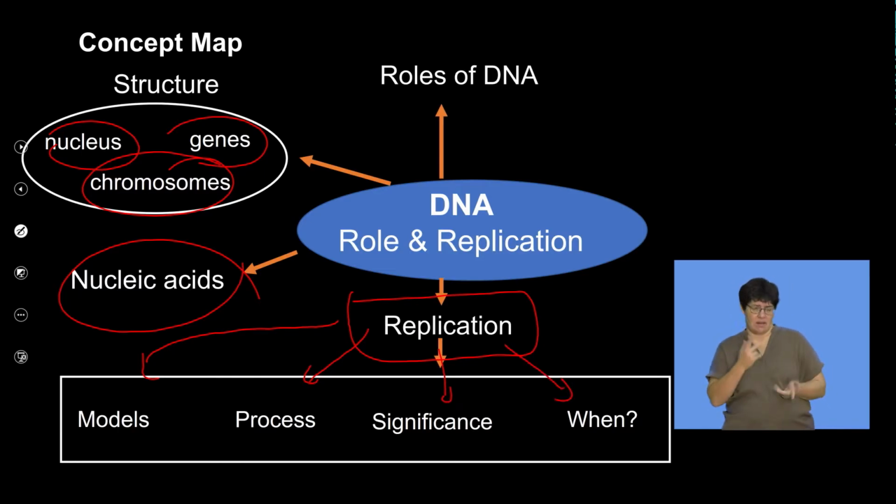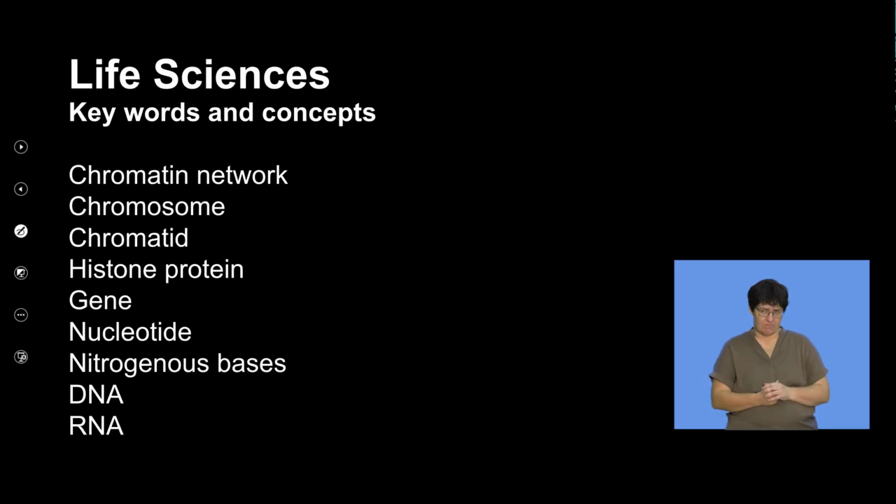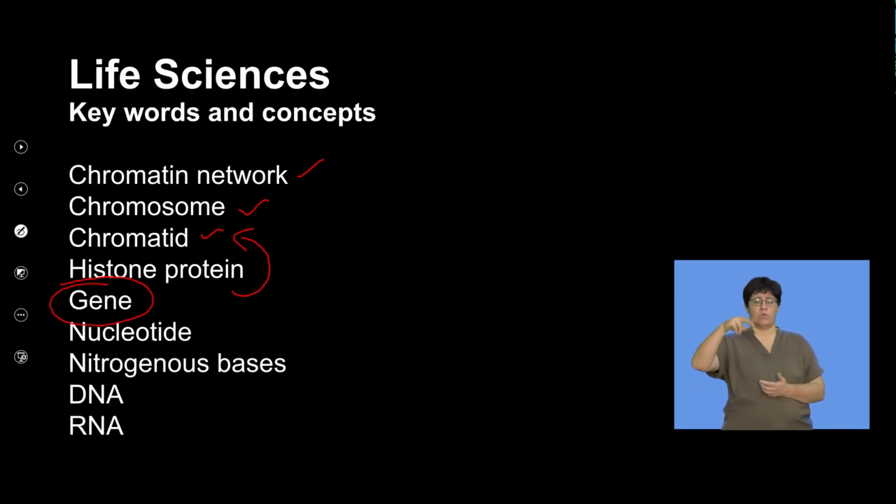So let's get straight into some key concepts as we unpack. These are some key words that are important that I will use through this lesson. The concept of what the chromatin network is. Chromosomes, we're going to unpack what chromosomes are and how they're made up of chromatids. We're going to look at histone proteins forming an important part of a chromatid. A very important concept to understanding replication is genes and the role of genes.